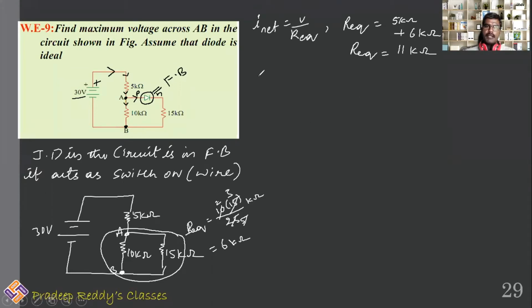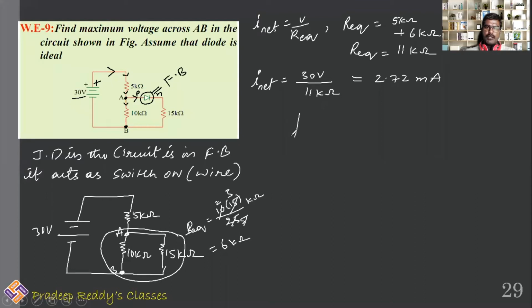R equivalent is 11 kilo ohm. I can find out the net current in the circuit. I net is equal to 30 volt divided by the equivalent resistance, 11 kilo ohm. And 30 by 11 is nearly equal to 2.72 milliampere. Net current in the circuit is 2.72 milliampere.